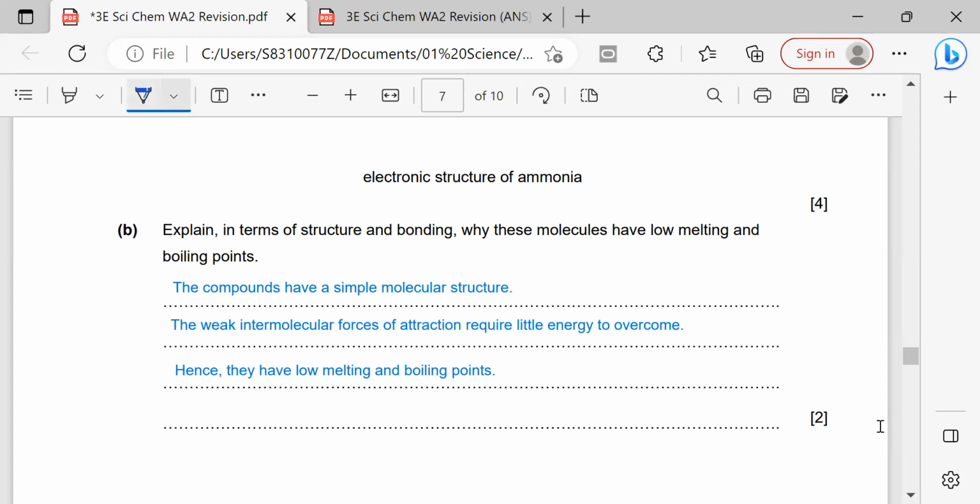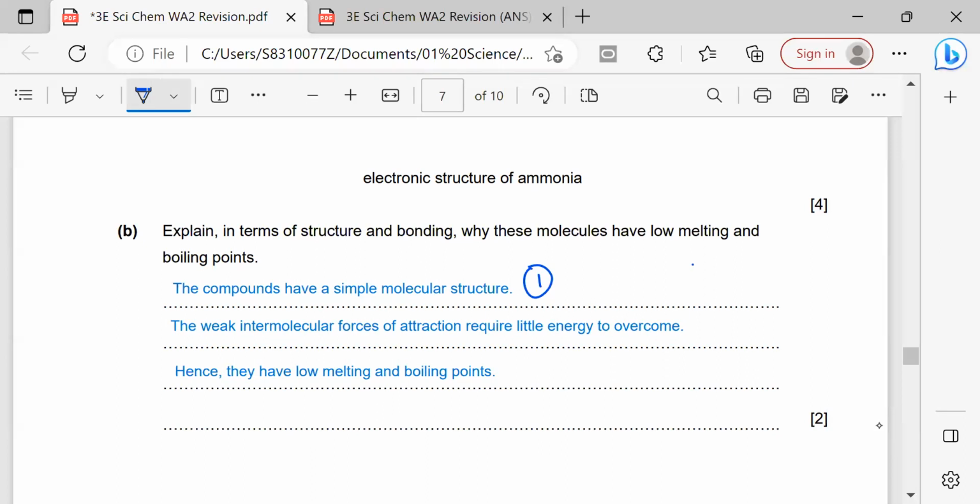So in such kinds of questions, typically it is 2 marks. So first mark is awarded when you have stated the correct kind of structure. And then the second mark is given when you explain that there are weak intermolecular forces of attraction and that it requires very little energy to overcome. So overall, this whole portion of your answer will be awarded the second mark. So this is a very standard kind of a question that you will encounter.